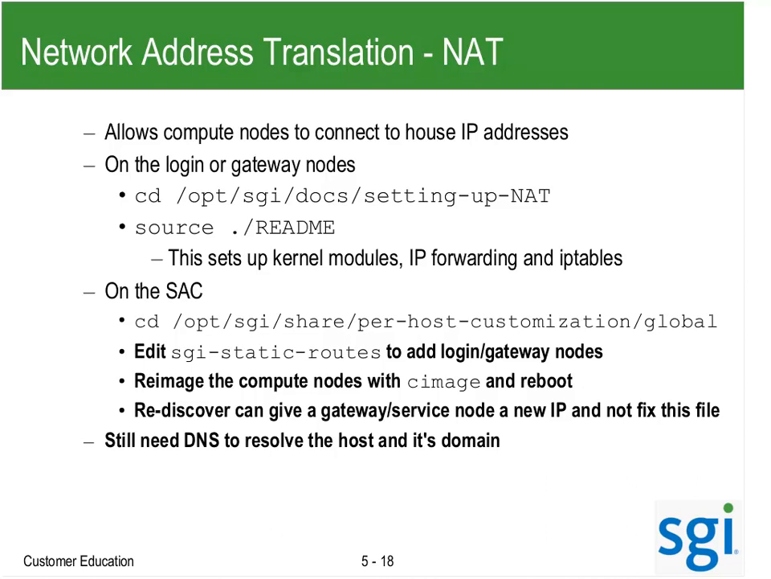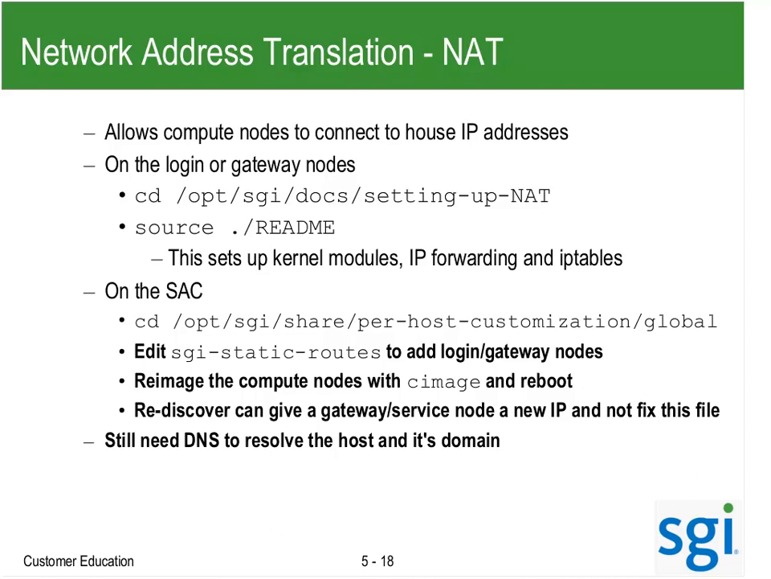So besides on the service nodes, I'm going to go to the compute nodes and go into this per-host customization directory and edit sgi-static-routes to add the gateway. Then I have to re-image and reboot, and that means rediscover. Have to be a little careful here.